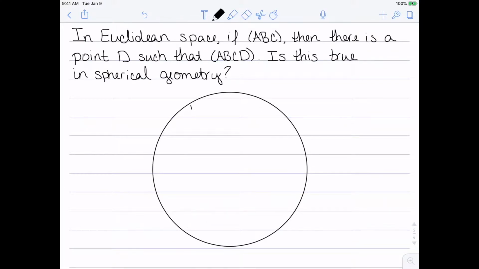So let's look at a circle for our line. If we have A here, and we put C as its exact polar opposite, B can be any point here, we can never find a D that's further along, because if I, for instance, put a D here, then it's not true that ACD. Instead, I have ADC. So in spherical geometry, this no longer works. And this is going to give us the idea for our next axiom, axiom 5.